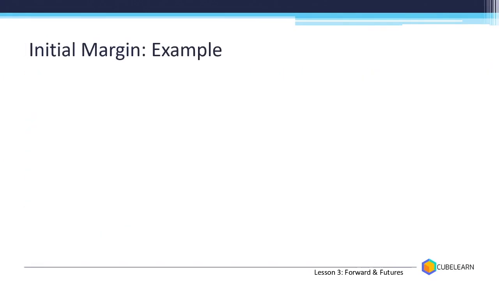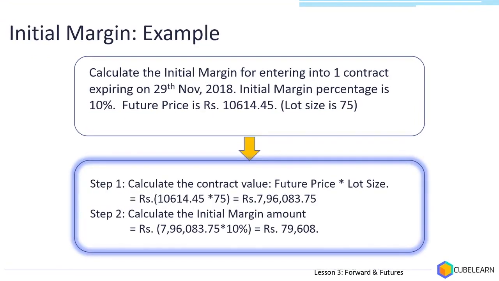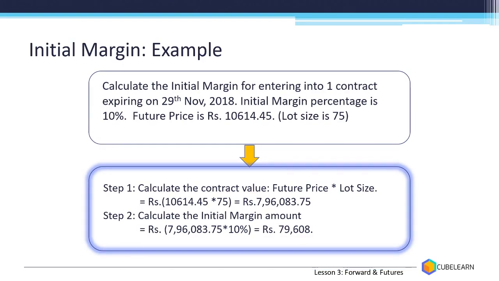In this example, calculate initial margin where initial margin percentage is 10% of the contract value. Step 1. Calculate contract value, which is 7,96,083 rupees and 75 paisa. Initial margin at 10% will be rupees 79,608. Client needs to deposit 79,608 rupees as margin to enter into the contract.